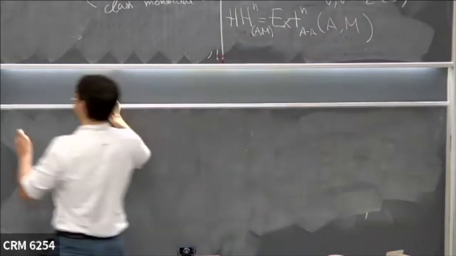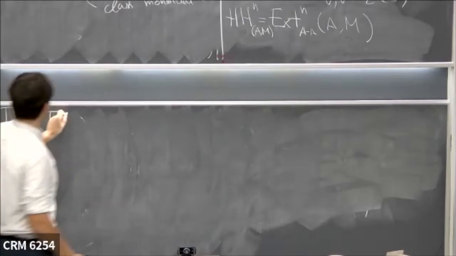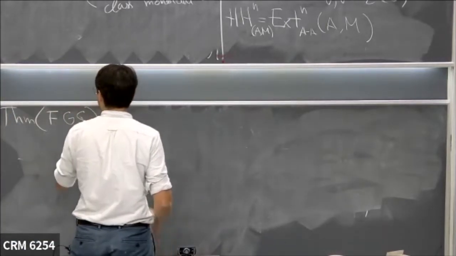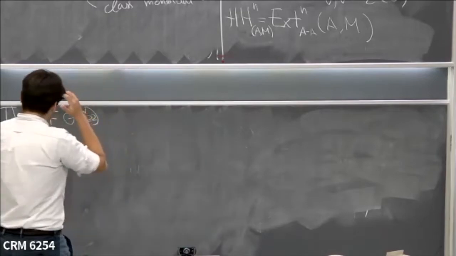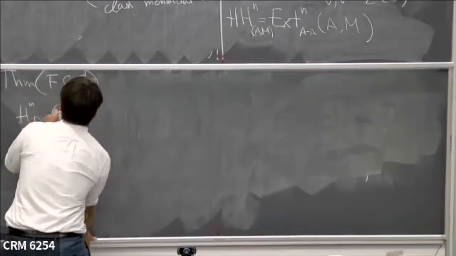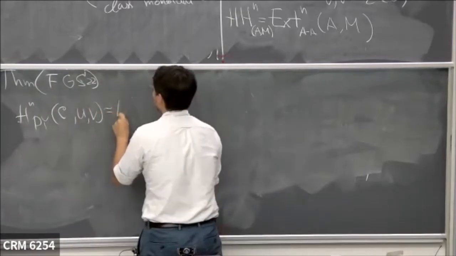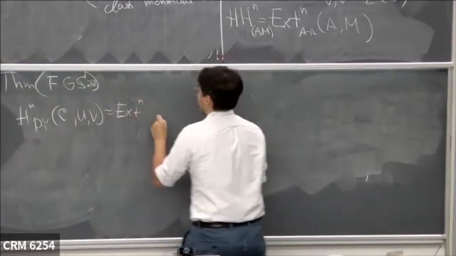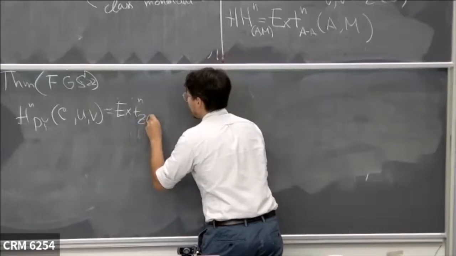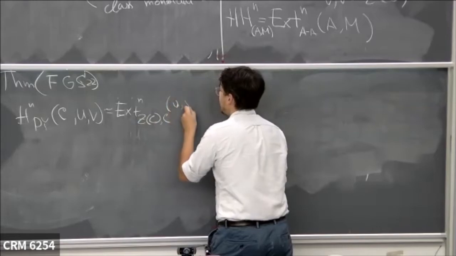Let's write the theorem. This again was what I mentioned, by the same people, FGS, Page, myself, and Schweiger in 22. So the theorem says that HM dy of C with coefficients U and V is isomorphic to the nth extension group in the Drinfeld center of C, but relative to C between U and V.